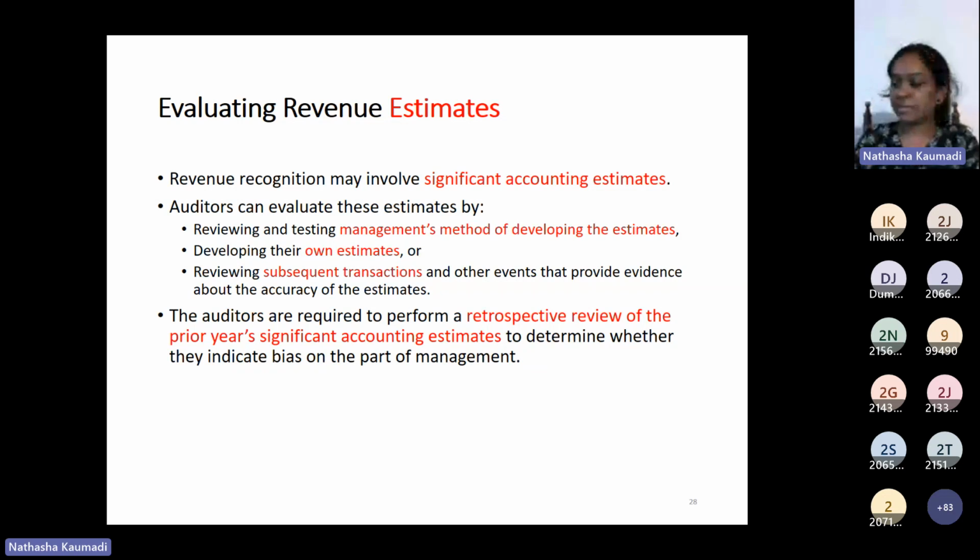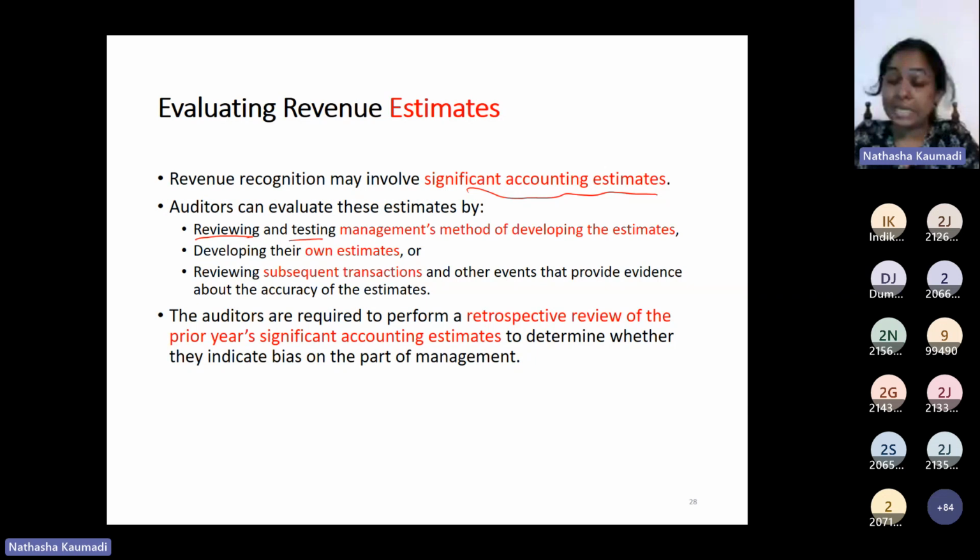Evaluating revenue estimates. Now, when it comes to estimates, that means the impairment for trade receivables, allowance for doubtful debts. Now, how are you going to audit this allowance for doubtful debts? Revenue recognition may involve significant accounting estimates. Auditors can evaluate these estimates by what? What is the first one? You can review and test the management's method of developing the estimate.